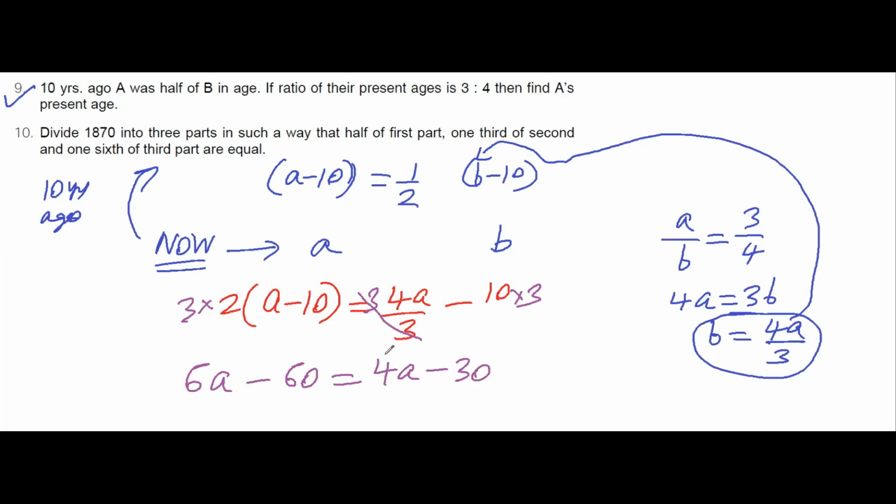So this 4A will transpose here, it will become 6A minus 4A, that is nothing but 2A. Now this minus 60 will transpose here, it will become plus 60 minus 30, which is nothing but 30. So value of A will be 30 divided by 2, which gives you 15. So A's present age will be 15 years. Got it? Okay.